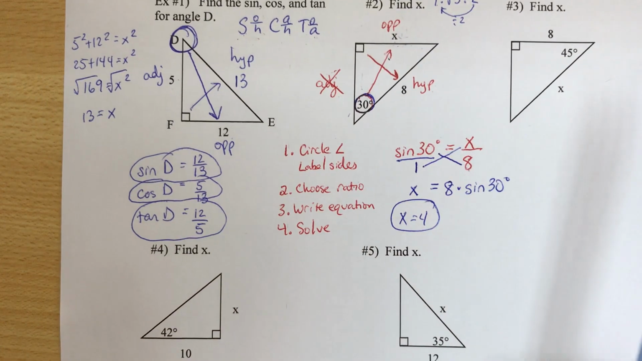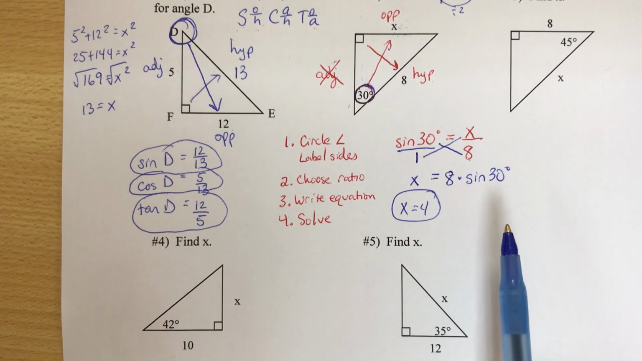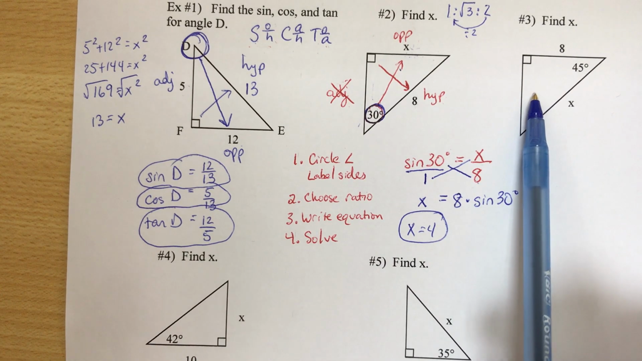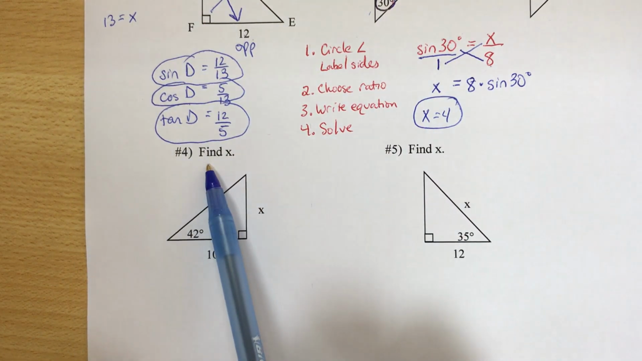What you're going to find is that this seems confusing at first. Once you do a few problems, it's always going to be one of two pathways that you're going to take. I'm going to skip 3 for the moment. We're going to come back to that. Let's actually do 4 first. Number 4 says find x.